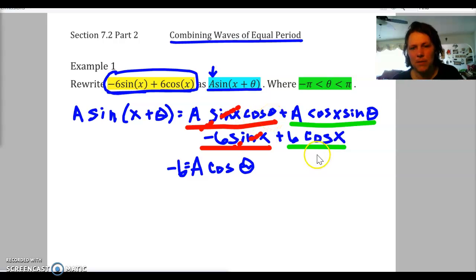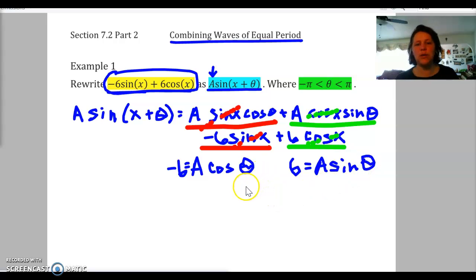Okay, same over here. Now we've got cosine x in both of them, so those cosine x are already taken care of. And what do I know about the rest of my function? Well, 6 is going to have to equal a sine theta. Okay? So now that gives me two equations to work with.